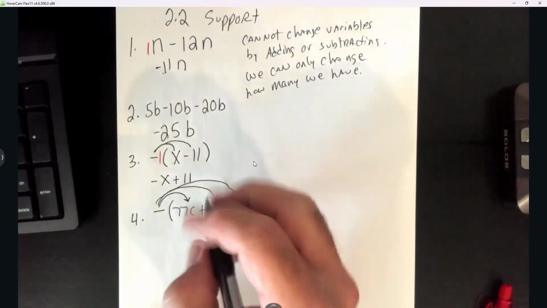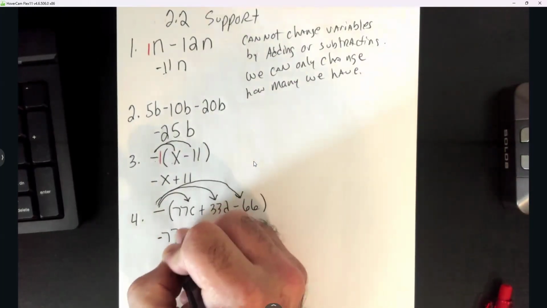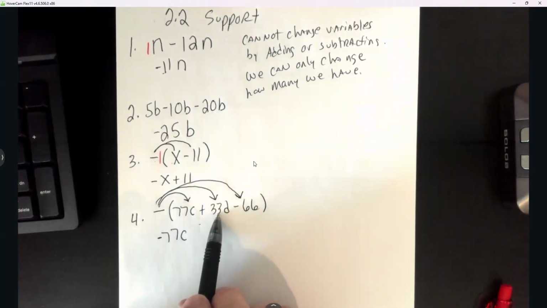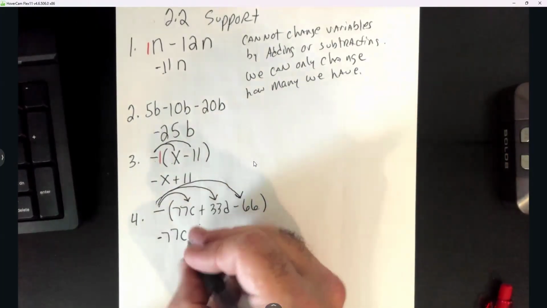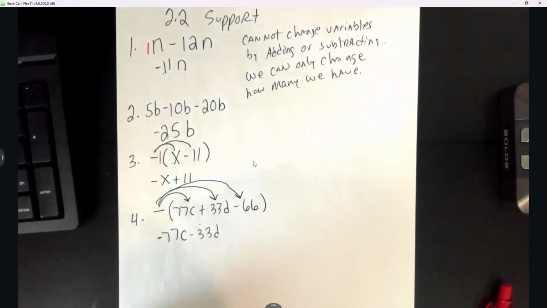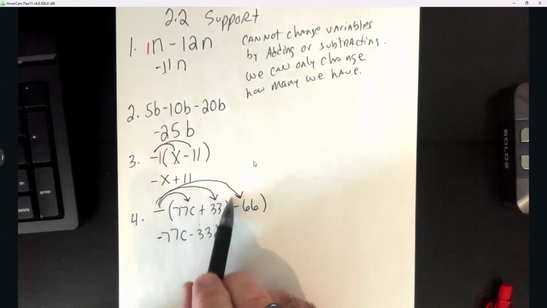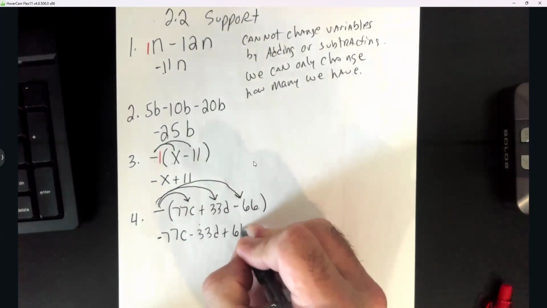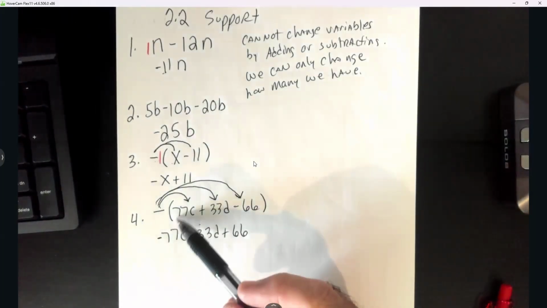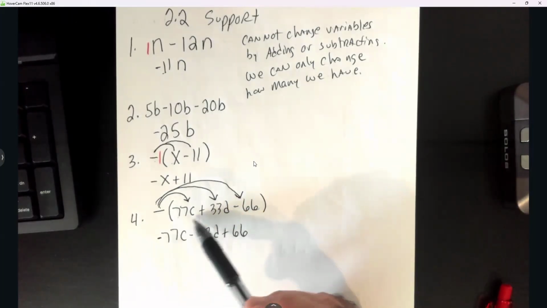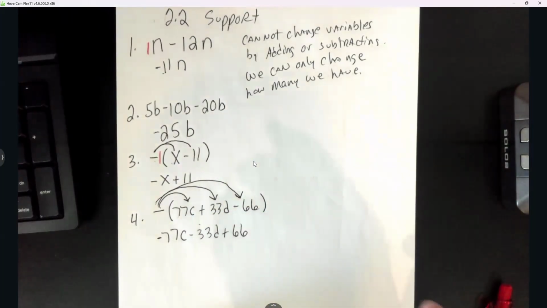So negative times a positive makes a negative 77c. That negative times a positive makes a negative 33d. And y'all look at that. That negative times a negative makes a positive 66. So once again, all it did was change all the signs of the numbers inside those parentheses.